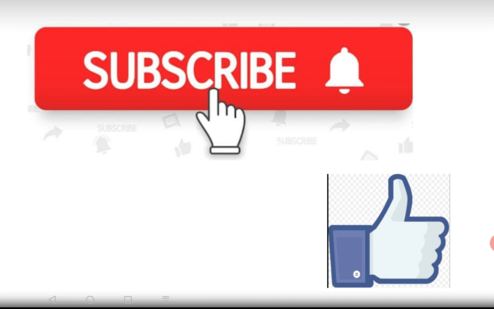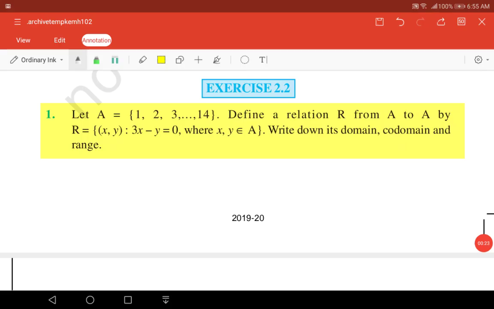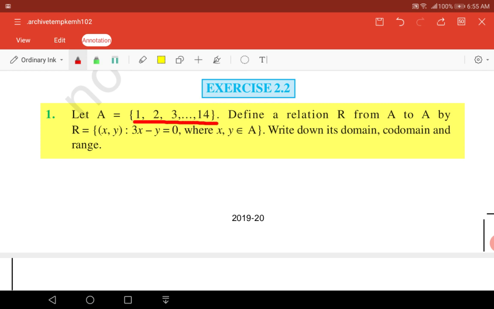So let us start with exercise 2.2. So what is given in the question? Let A be equal to 1, 2, 3 and so on up to 14. Define a relation R from A to A by (x, y) such that 3x minus y equal to 0, where x and y belong to A. Write down its domain, codomain and range.